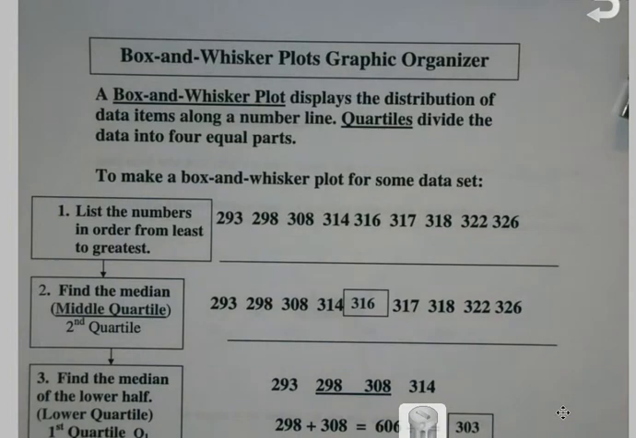This is when we start doing stuff with box and whisker plots. And this says it's a graphic organizer. In other words, it's going to tell us what all the parts are, so when we're trying to make these later, we've got a place where we can get all these things. So here's how this is going to work.